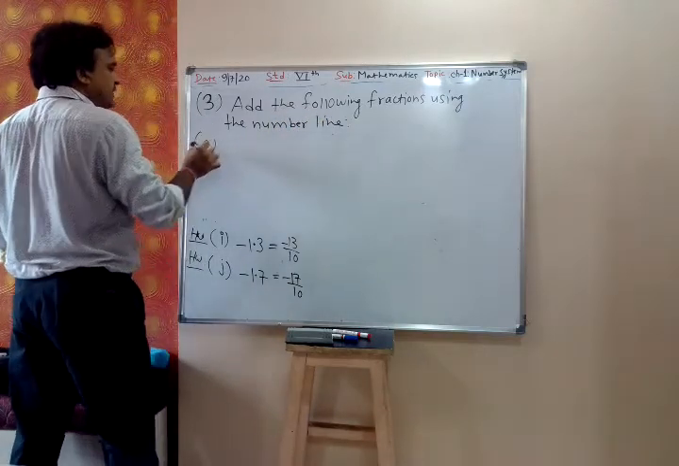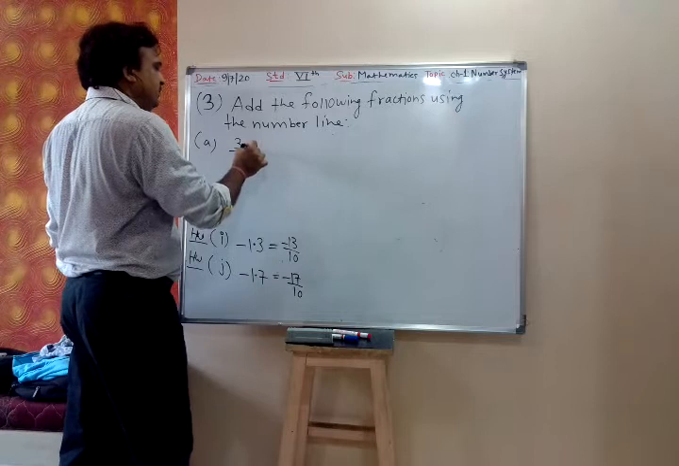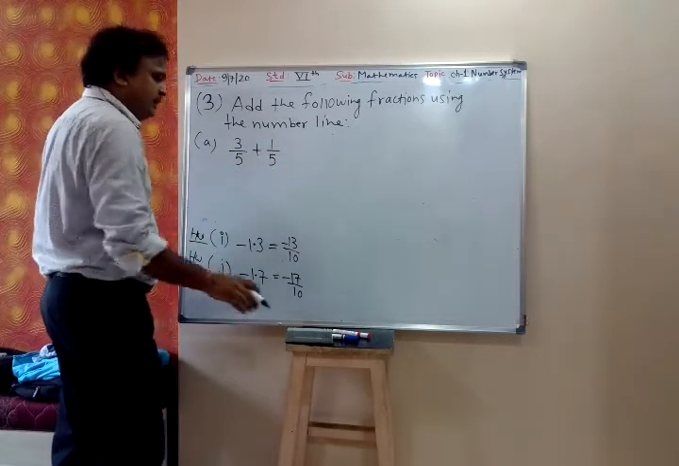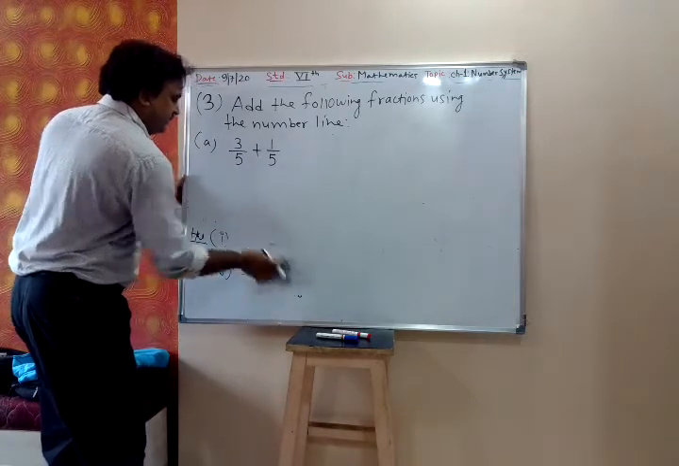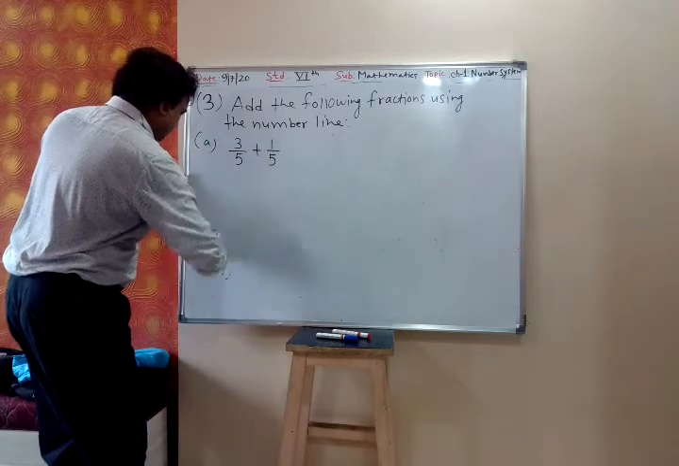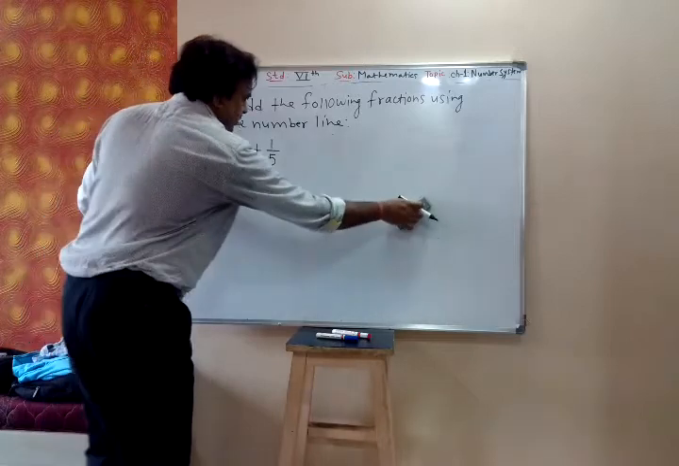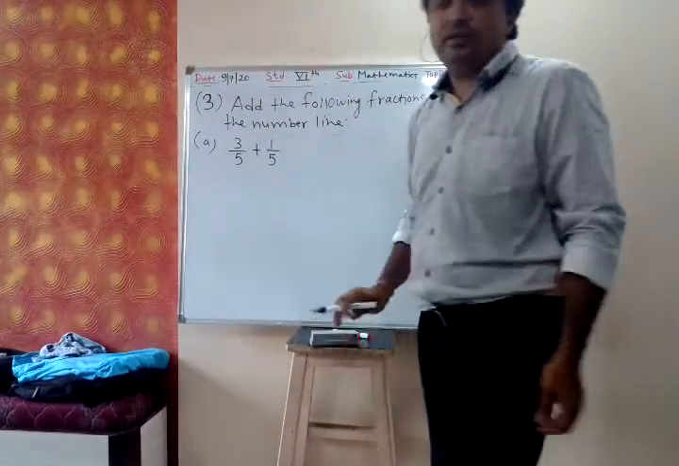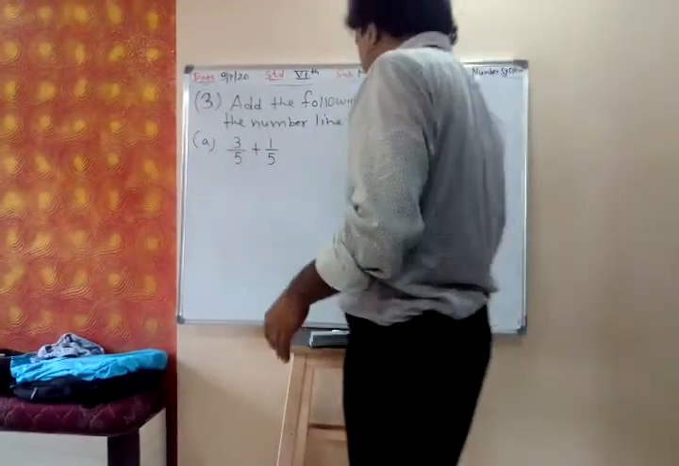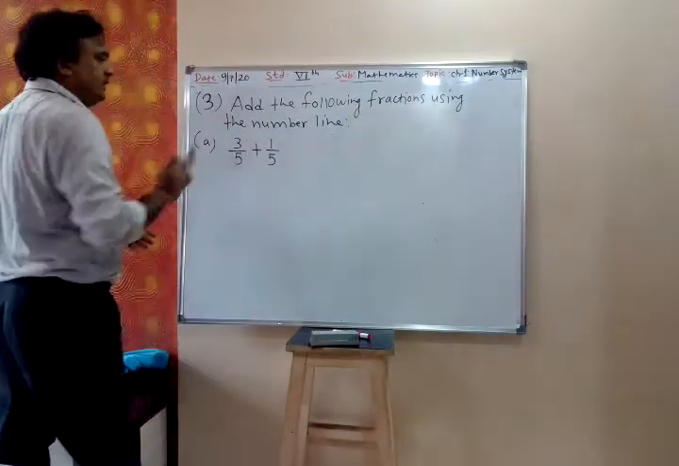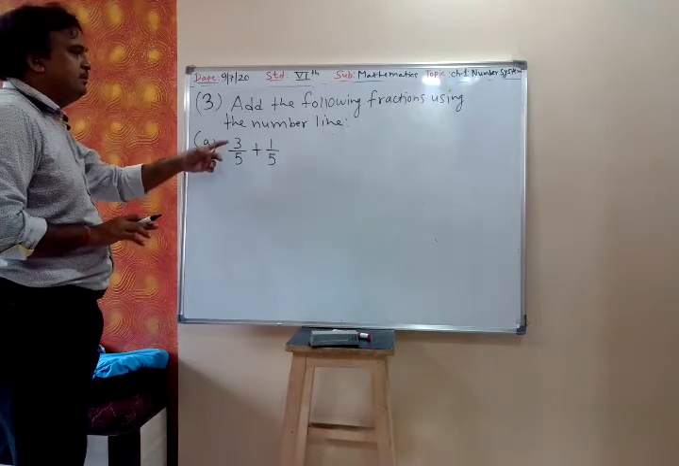Now first, A is 3 by 5 plus 1 upon 5. So there are two fractions. Yes, we have to draw. Using number line we have to solve this, no? So 3 by 5 plus 1 upon 5. There are two fractions, 3 by 5 and 1 by 5.